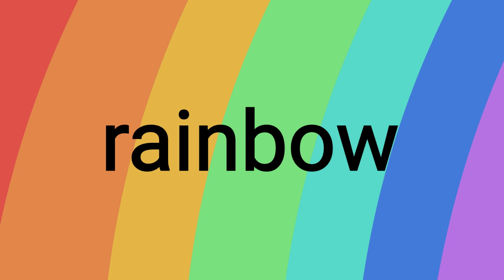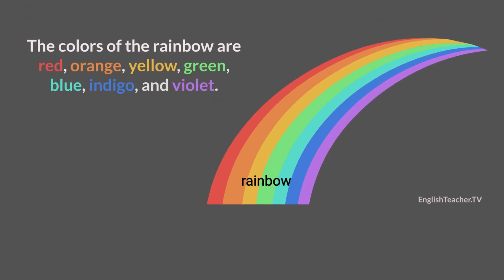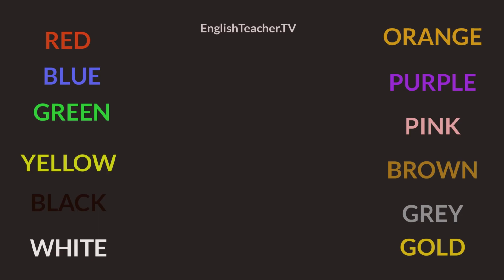Rainbow. The colors of the rainbow are red, orange, yellow, green, blue, indigo, and violet. The apple is red, the sky is blue, the leaf is green, the banana is yellow, the sky is black at night, the snow is white.